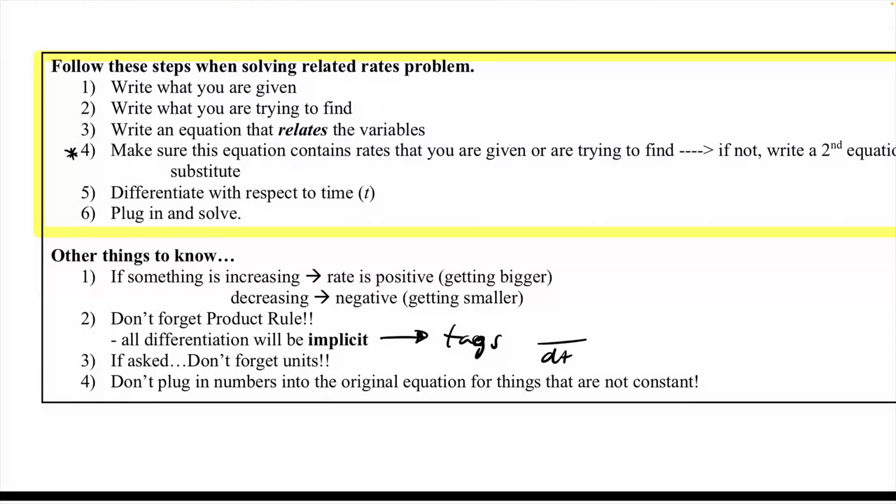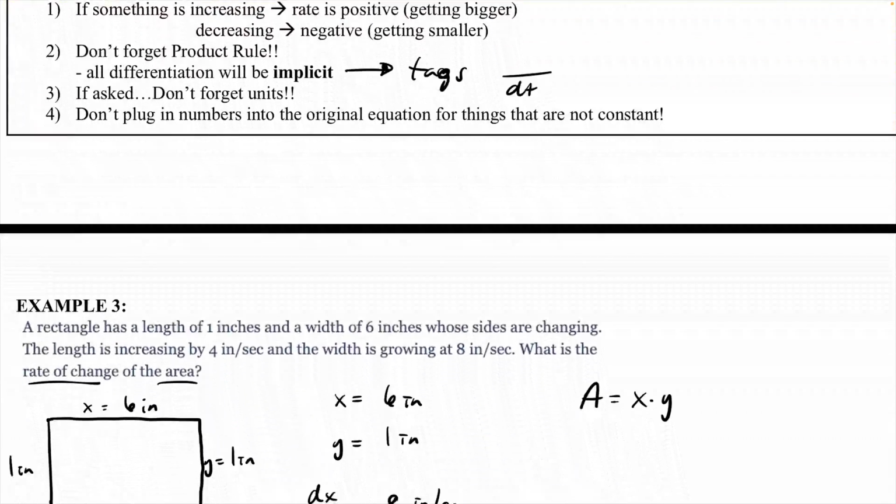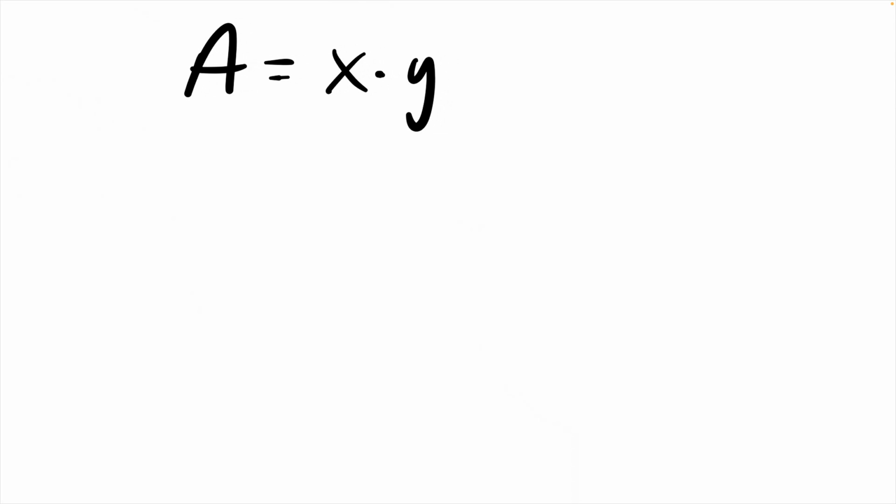Step 4 we don't need today. When we get to those problems, you'll know when you need step 4. Step 5, differentiate with respect to time. What does that mean? Find the derivative with respect to time. So find the derivative of that. What is the derivative of A?